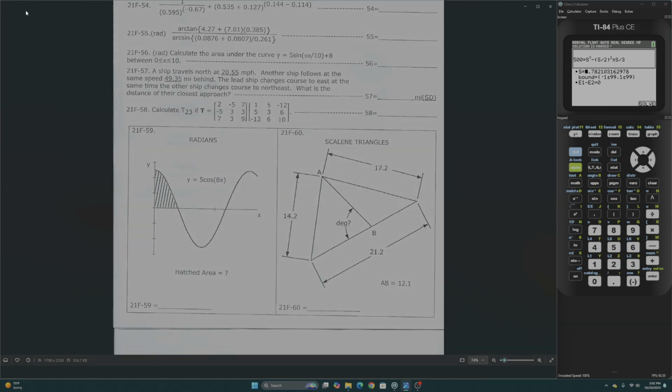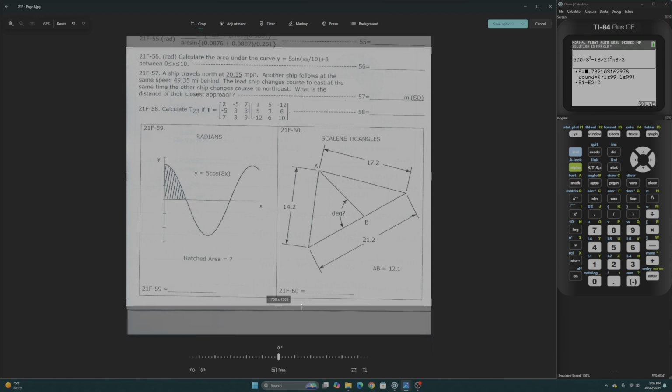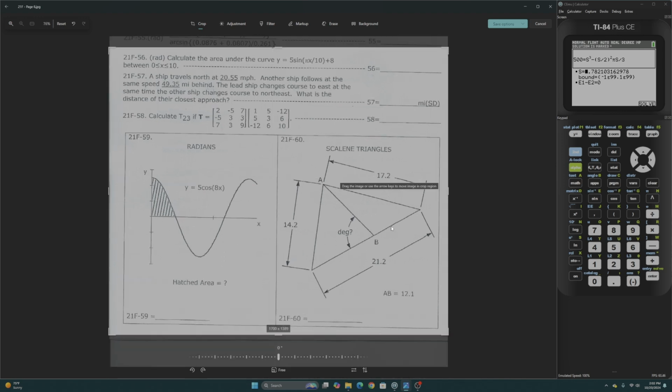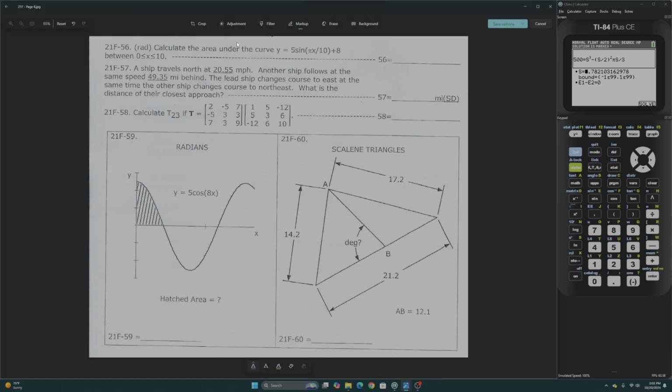Alright, well, these problems look pretty friendly. We got a hashed area problem for that, and just a triangle one right there. Very easy, very friendly for us. Alright, next: calculate the area underneath the curve. Of course, it says radians. Even if it doesn't say radians, assume it is. These problems are almost always in radians. That's just my advice for you.